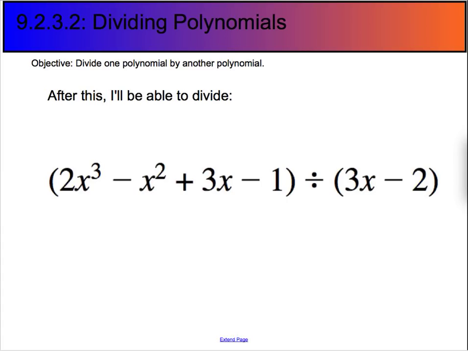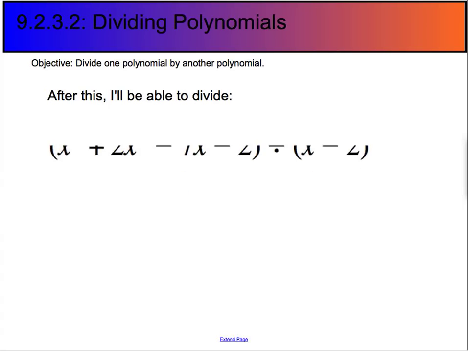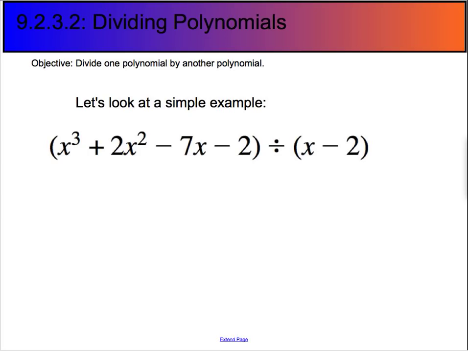The powers have to be whole numbers and they have to be positive, so we don't have to worry about fractional exponents or negative. So as you can see, both of these are polynomials because they just have whole number powers that are positive. Let's go ahead and look at this simple example.